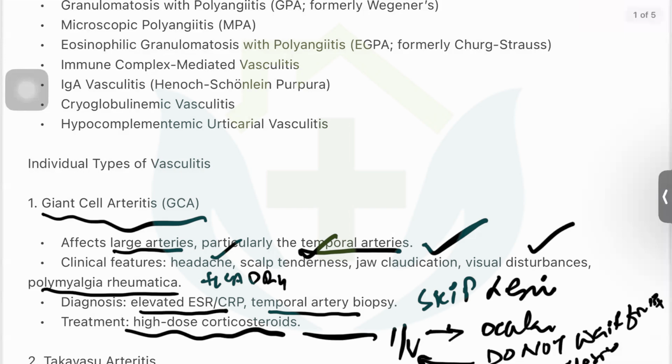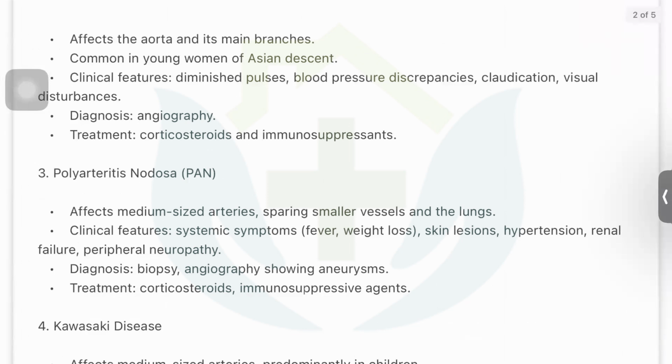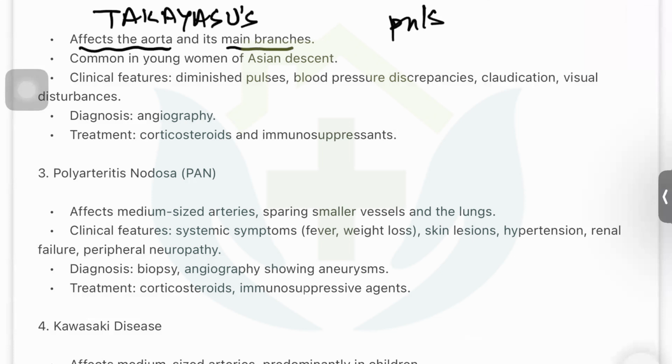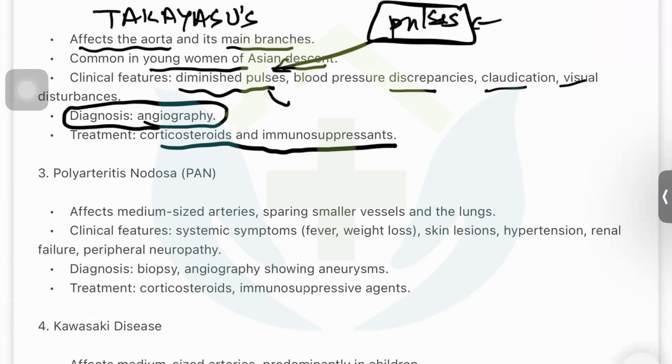Then we missed out on Takayasu arteritis. Takayasu arteritis affects the aorta and main branches. So presence and absence of pulses is important, so palpate all the pulses. Usually in young women of Asian descent, there are diminished pulses. So whenever the pulses are a problem, think of Takayasu. Blood pressure discrepancies, claudication, visual disturbances. Diagnosis is by whole body angiography. Treatments are steroids and immunosuppressants.